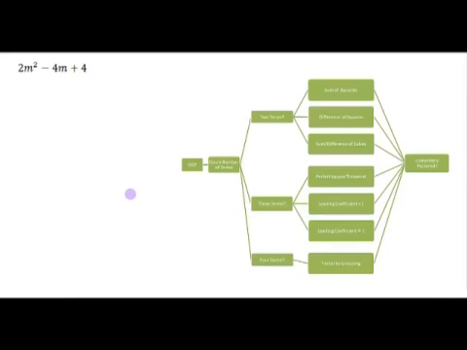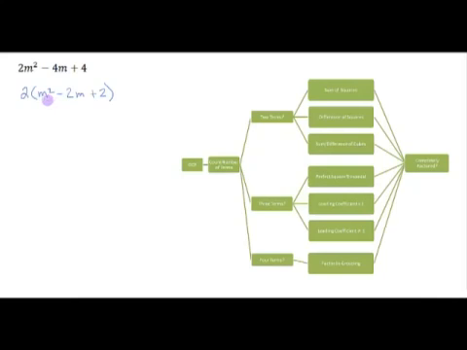2m squared minus 4m plus 4. Again, the first thing we want to do is take out a greatest common factor. We do have a greatest common factor of 2. When we take that out, we're left with m squared minus 2m plus 2. Now let's see if we can count the number of terms. We have 1, 2, 3 terms. It's not a perfect square trinomial because although m squared is a square, 2 is not a square. Leading coefficient is 1. Yes, since we factored out that GCF, the leading coefficient is 1.